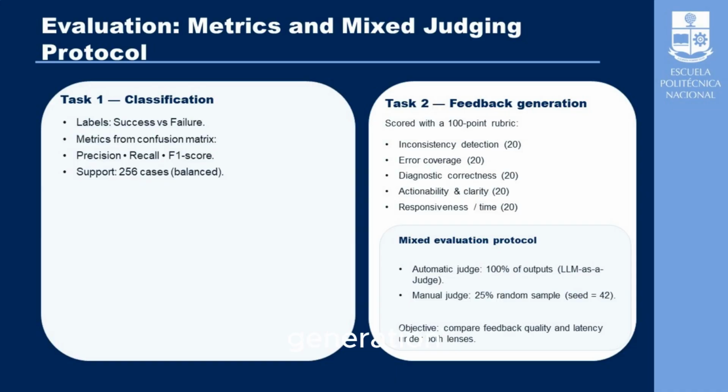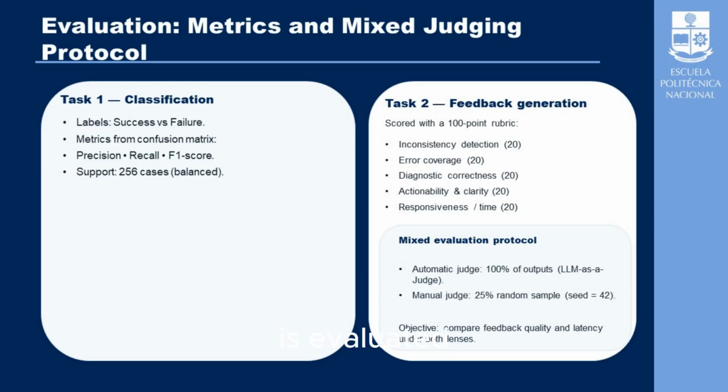For feedback generation, the paper introduced a 100-point rubric with 5 equally weighted dimensions. This captures whether the model detects the presence of inconsistencies, how fully it covers true errors, whether its diagnostics are correct and grounded, whether its advice is actionable and clear, and whether latency is acceptable.